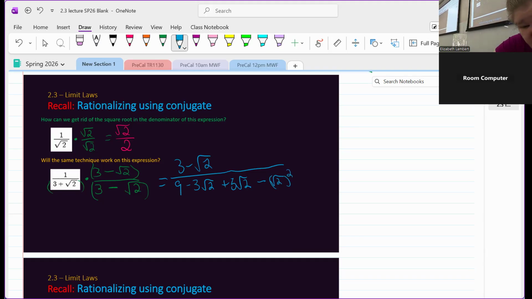But the minus 3 square roots of 2 and the plus 3 square roots of 2 are going to cancel out. And then the square root of 2 squared at the end is just going to be 2. So we have 3 minus the square root of 2 all over 9 minus 2, which is 7. Now for a number, this is a very antiquated process. The calculator will calculate what 1 over 3 plus the square root of 2 is.